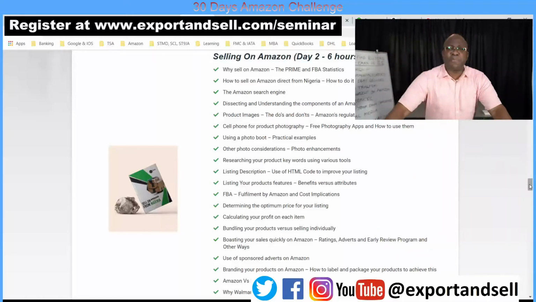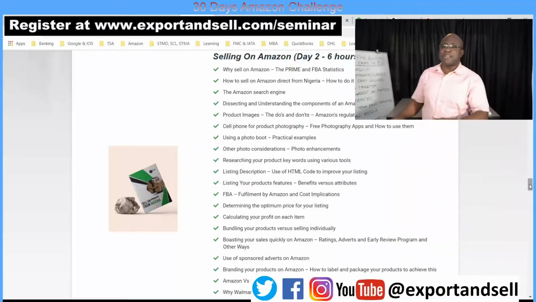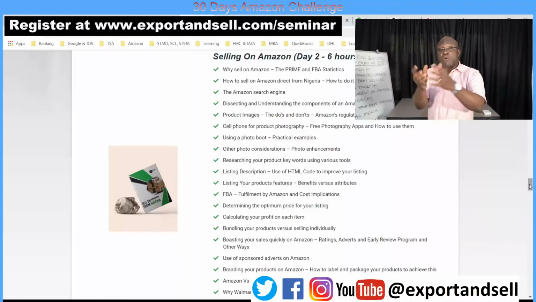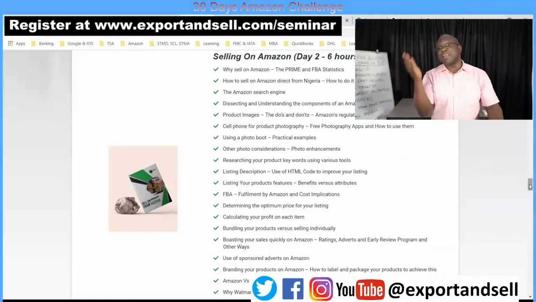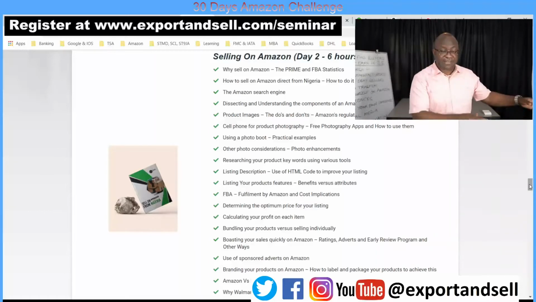Dissecting and understanding the components of an Amazon listing. When you look at an Amazon listing, you have so many things. What are the things you need to look at? Now, one of them is the rating. Because if you see that a product has a lot of ratings, it means people are buying it. The other is the sales rank in the category.